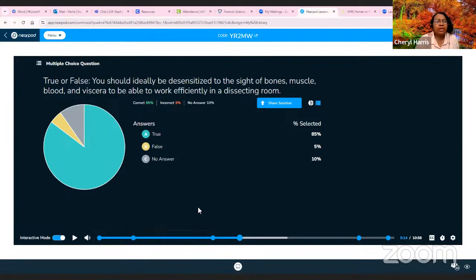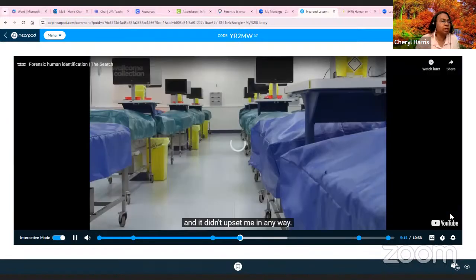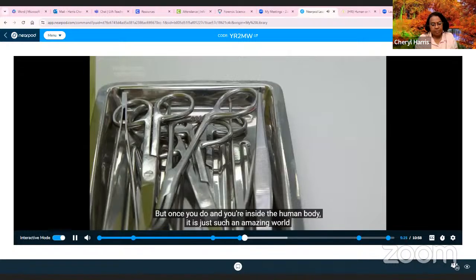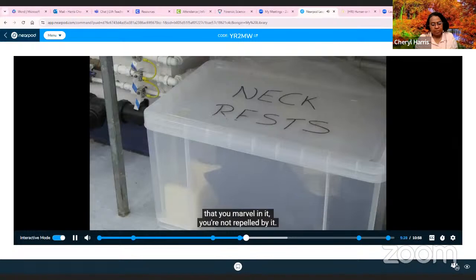All right, so yes, this is not a job for everybody. Even in a biology class, sometimes y'all not cut out. Moving into a dissecting room was, if you like, the next stage of that. But it does take quite a lot of courage to make that first cut in human skin. But once you do, and you're inside the human body, it is just such an amazing world that you marvel in it. You're not repelled by it.